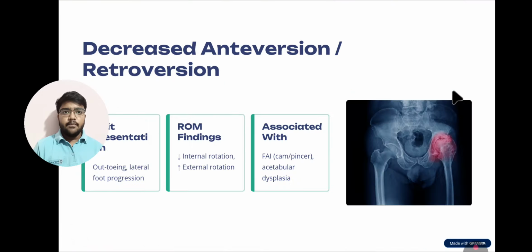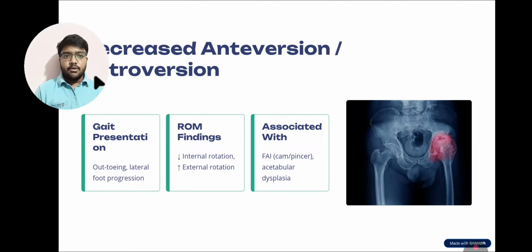Now, what if there is decreased anteversion or retroversion? Then what will happen? Gait presentation will be out-toeing with lateral foot progression. Range of motion of internal rotation will decrease and external rotation will increase.